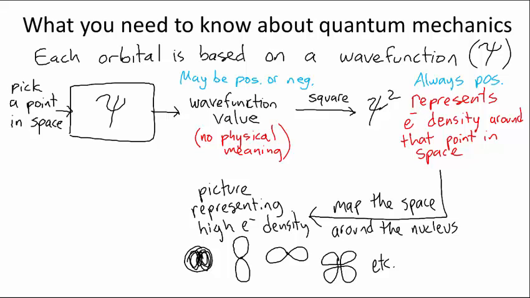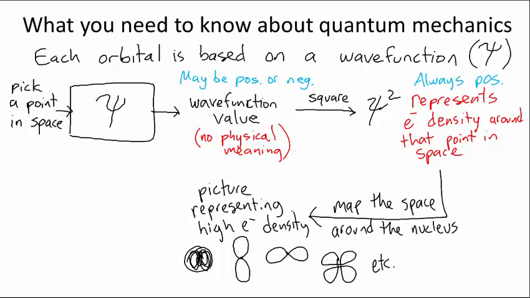But the wave function value is going to be important when we start combining orbitals. Because when we combine orbitals, what we do is actually add the two wave function values. So, 3 plus negative 2 is a lot different from 3 plus 2.